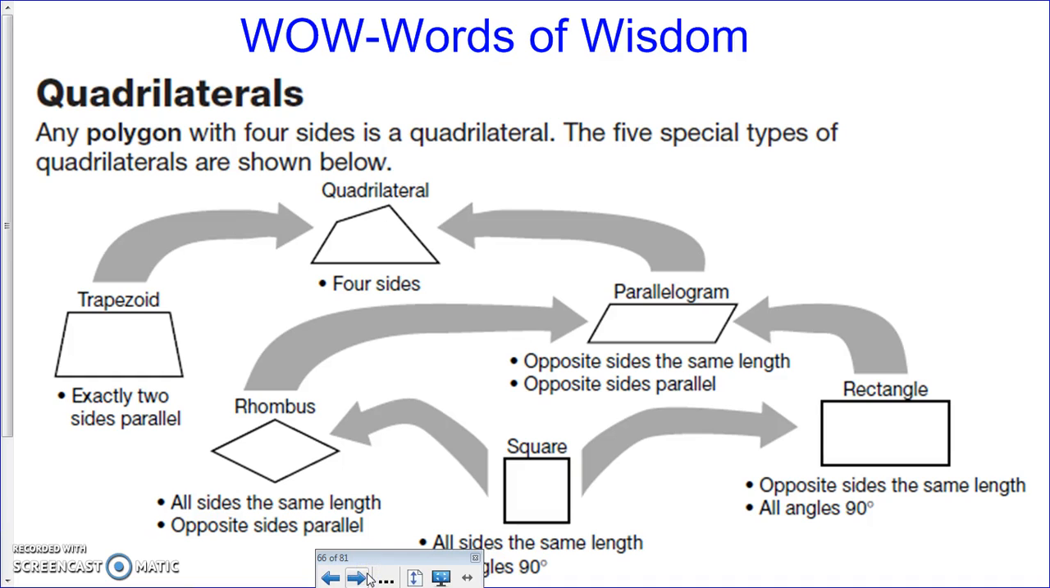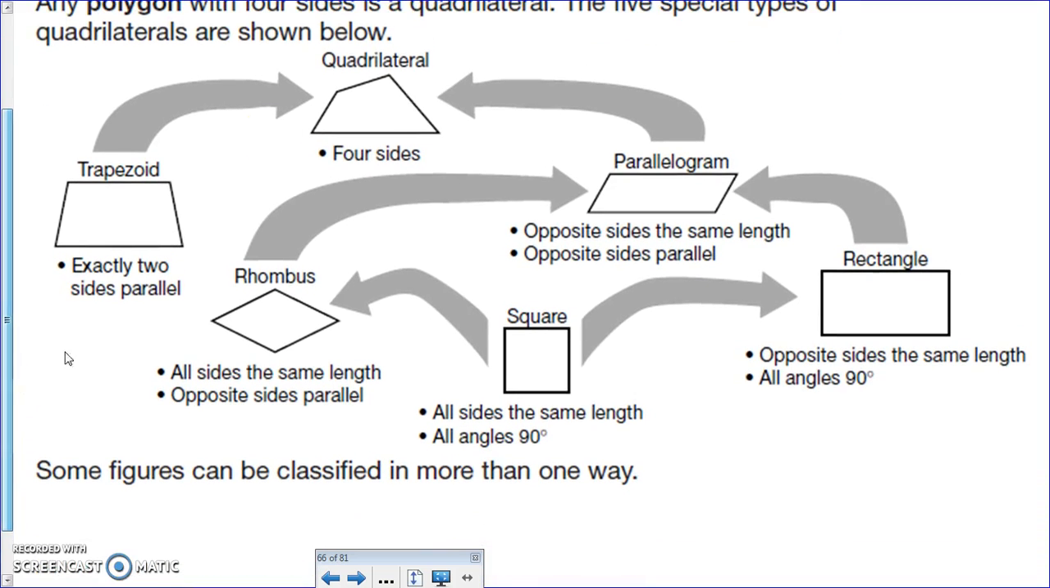Quadrilaterals. Any polygon with 4 sides is a quadrilateral. The 5 special types of quadrilaterals are shown below. We start up at the top of our flowchart here. They are all quadrilaterals because they have 4 sides. We go over here, the trapezoid has exactly 2 sides that are parallel. The other 2 sides are not.